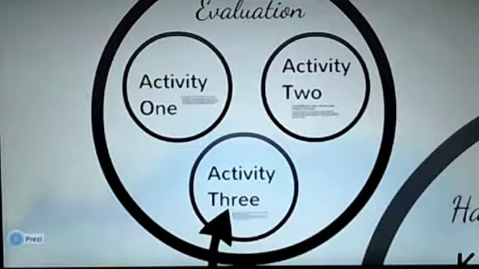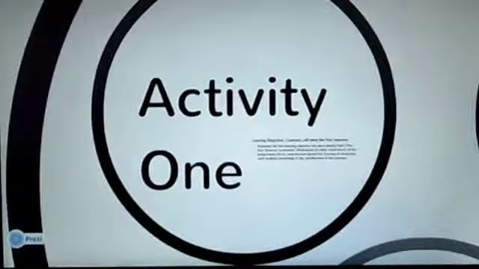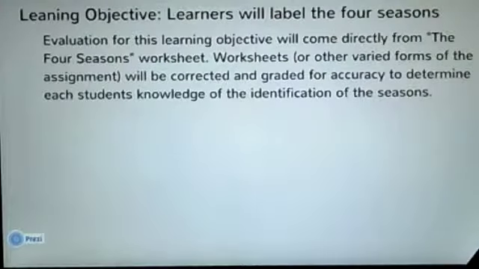For the evaluation, we start with Activity 1. The learning objective is that learners will label the 4 seasons. The evaluation for this learning objective will come directly from the 4 seasons worksheet. Worksheets or other varied forms that I talked about for the assignment will be corrected and graded for accuracy to determine each student's knowledge of the identification of the seasons.